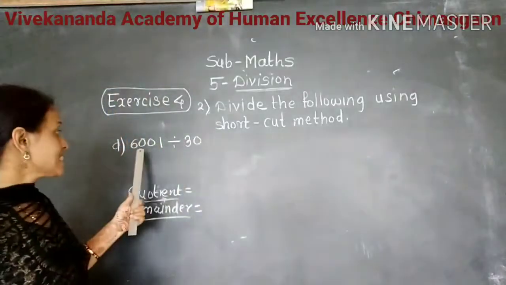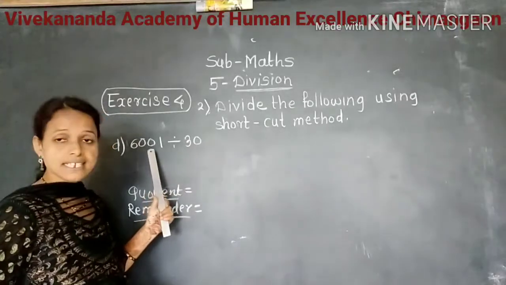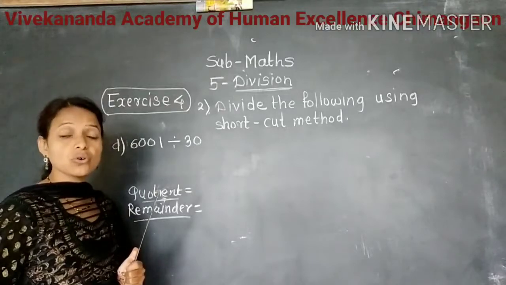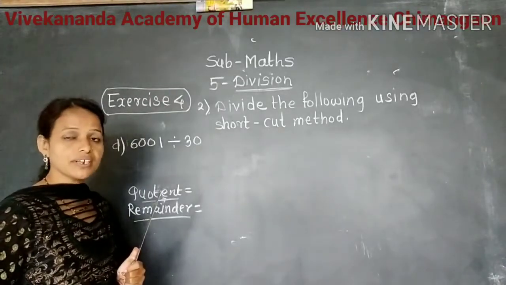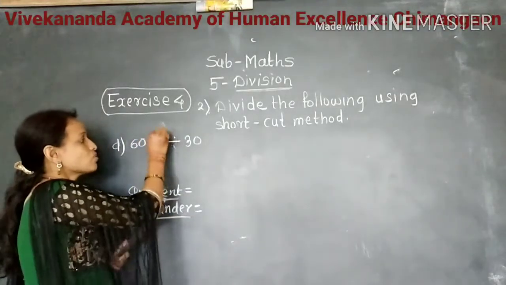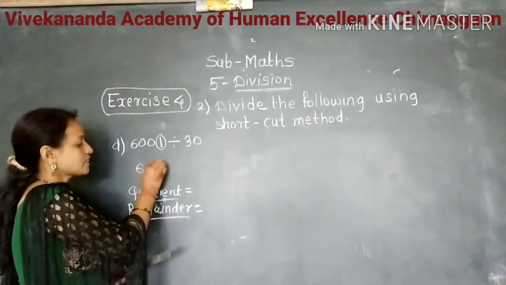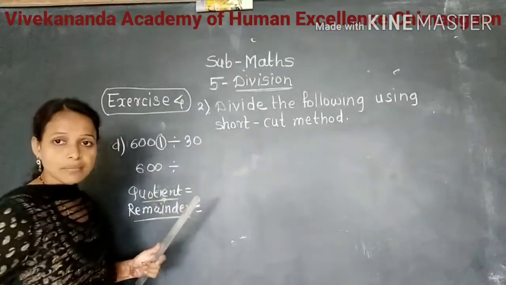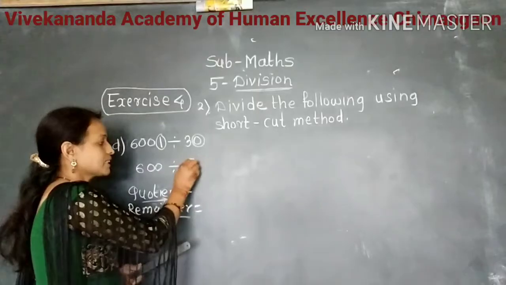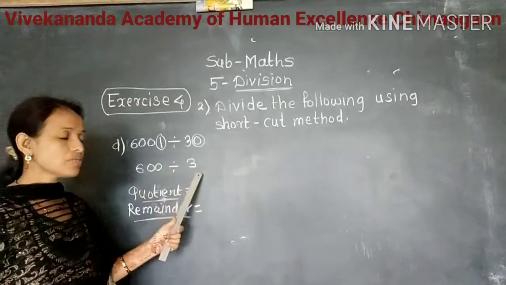Next example: 6001 divided by 30. In this example also, the dividend is 6001 and 30 is the divisor. So we remove the one's digit from the dividend and divisor. Here the one's digit is 1. By removing it from the dividend, we get the new dividend 600, and by removing the one's digit 0 from the divisor, we get the new divisor 3.